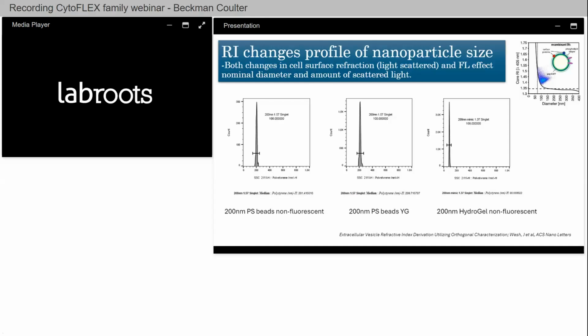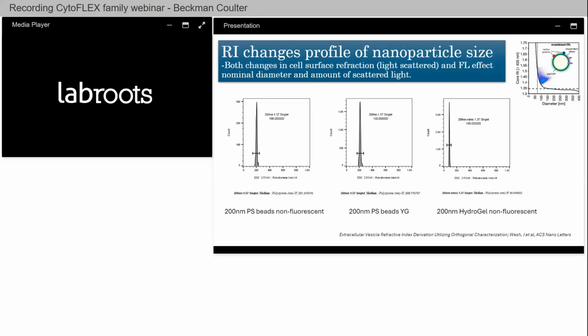But here we just wanted to give kind of an in-your-face example of how particles of the same size but having different characteristics or different refractive indices can actually skew some results. So if you just look at a normal polystyrene bead compared to a polystyrene bead that has a bright yellow-green fluorescence, and compare that to just a non-fluorescent, in this case hydrogel, which has a very low refractive index, that's closer to your background sheath and also closer to mimicking an actual biological particle. And you can see how you just get multiple profiles and you get different measurements.